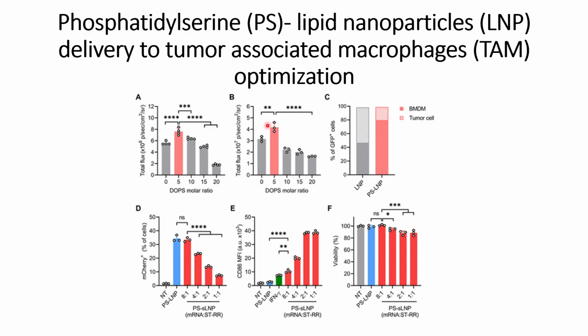Thereafter, they wanted to check these conditions in a more realistic system, and for that they used a coculture system of melanoma cancer cells and bone marrow derived macrophages. They found that in this coculture system also, there is preferential transfection of these lipid nanoparticles into the bone marrow derived macrophages compared to the tumor cells.